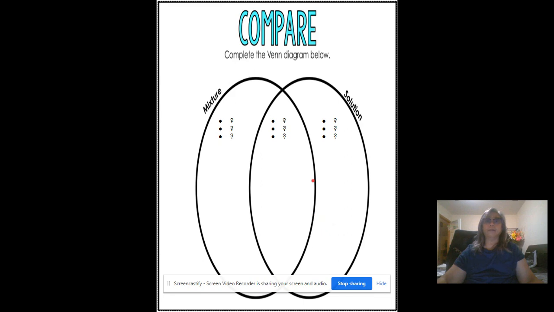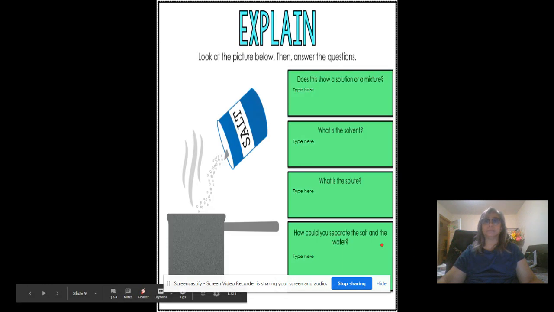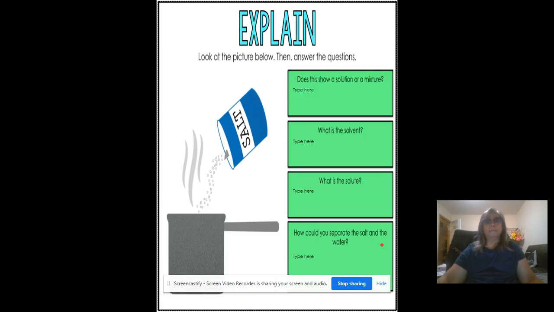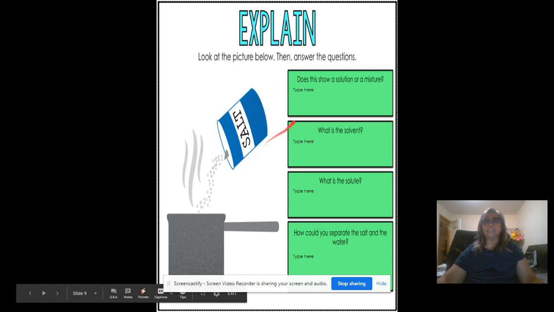Now compare. This is now a Venn diagram. So mixtures: what is distinct or unique about mixtures? What is unique or distinct about solutions? Now, of course, the one in the middle, what do they share in common? Okay. Now look again at the pictures below, then answer the questions here.